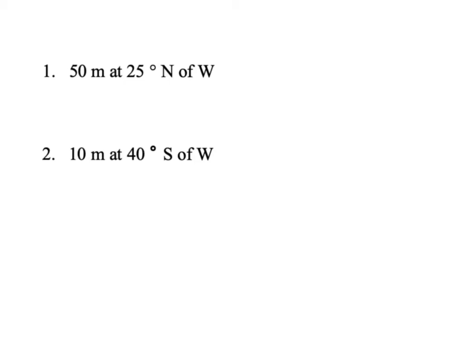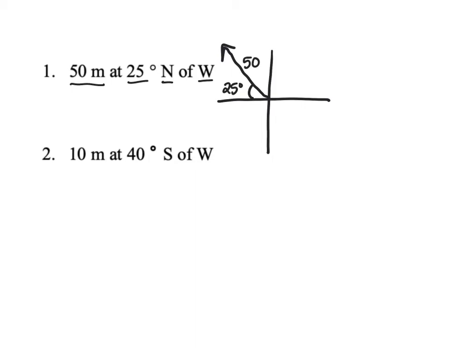The first one, you have a 50-meter vector that's going at 25 degrees north of west. So your first step is going to, of course, be to draw it out. To go 25 degrees north of west means your angle is going to touch the west axis, and it's going to be 25 degrees above that. And then the 50 meters of your magnitude is going to be the hypotenuse of your triangle. So that's sketching it out.